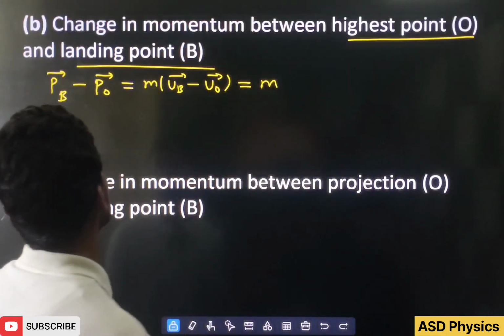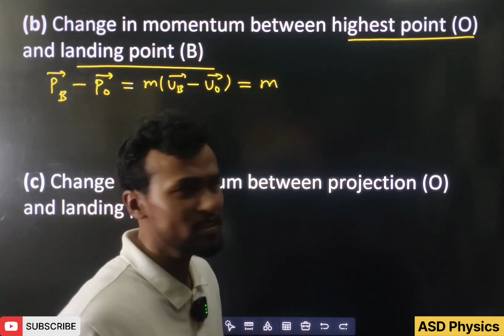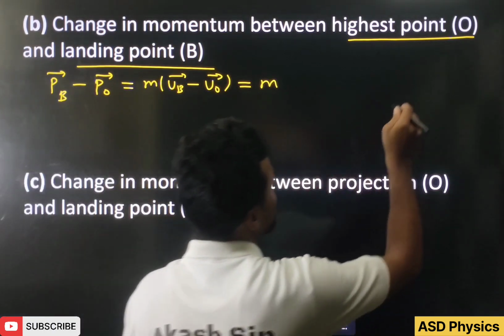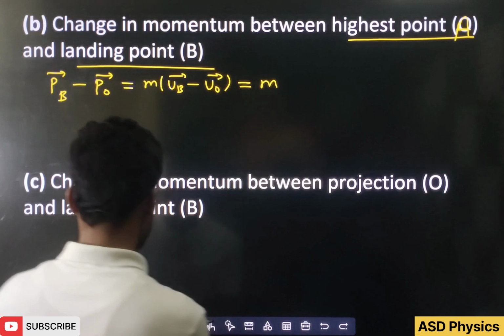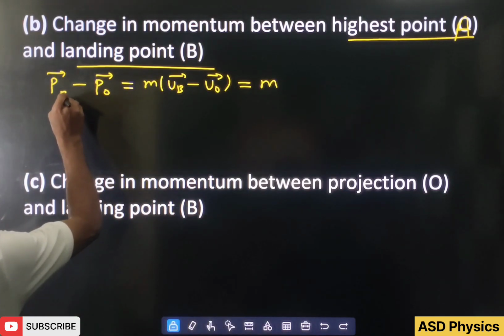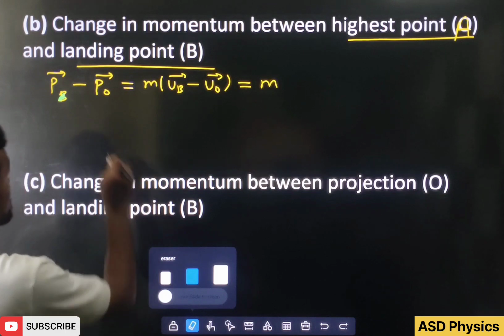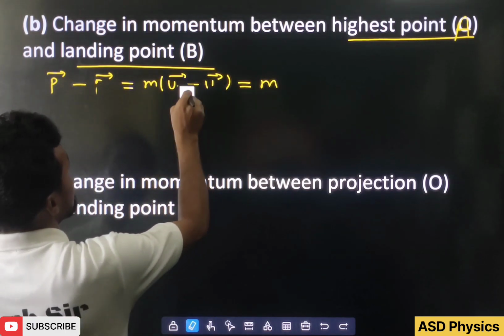Okay, so see, the highest point and the landing point are there. Which point is the highest point here? The highest point is A, no? So a mistake is happening here. That's why I was thinking about it. Okay, so just let me correct it here. Some mistake is there.